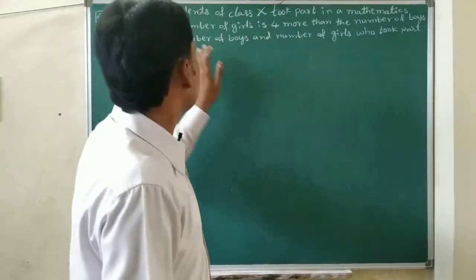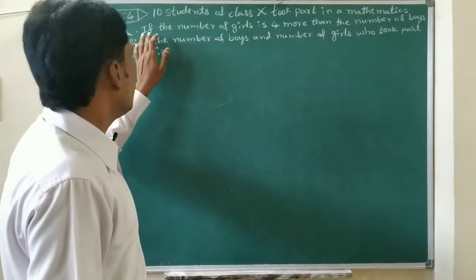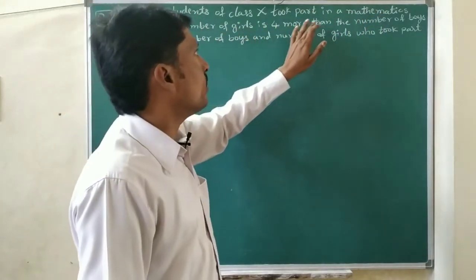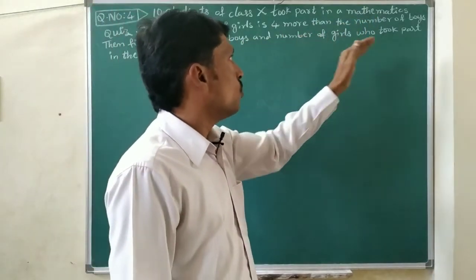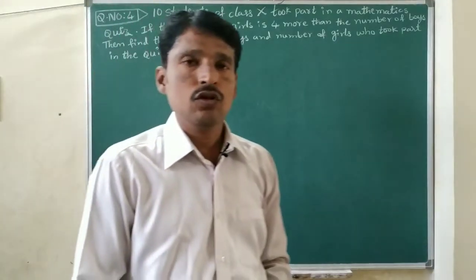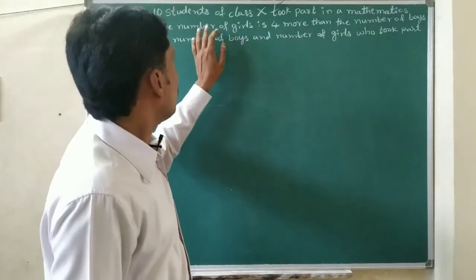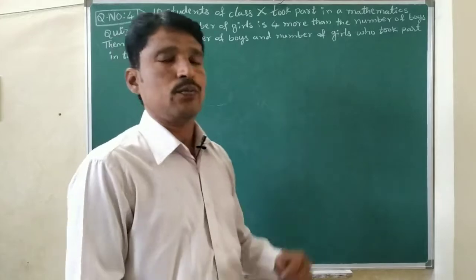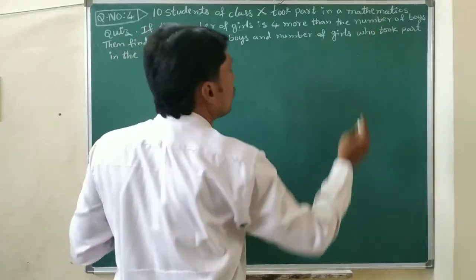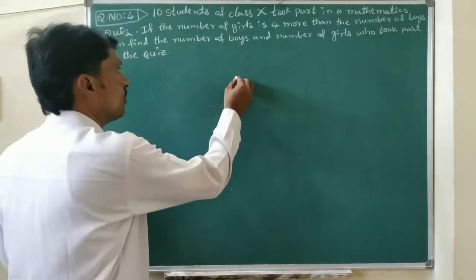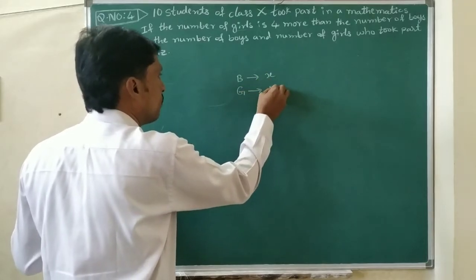Question number 4. 10 students of class 10 took part in a mathematics quiz. If the number of girls is 4 more than the number of boys, then find the number of boys and number of girls who took part in the quiz. So here total students is also given, and girls and boys are participating in a quiz. So girls, how is it given? Girls is 4 more than the number of boys. So for example, you can take number of boys as x, and number of girls as y.